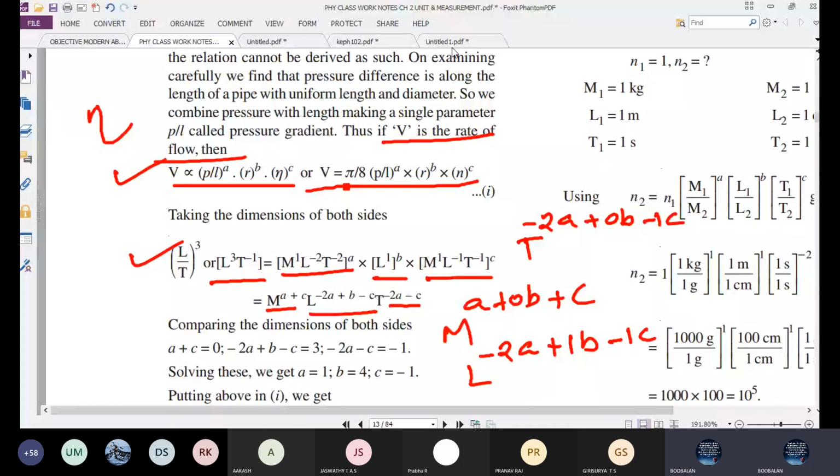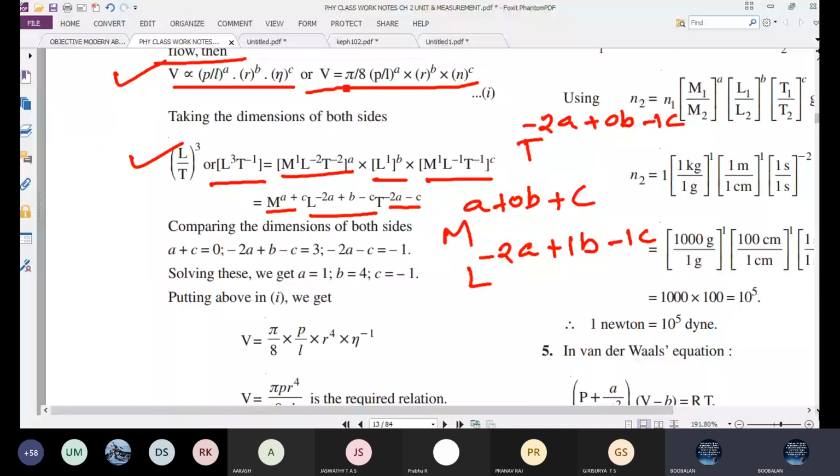For the LHS, m power 0, L power 3, t power minus 1 it is there. Only the power values are not balanced. A plus c, it is the m, no? In this m, it is equal to the LHS, m power 0. See here, again I am writing m power 0, m power a plus c. So the power values are equal, a plus c equal to 0.